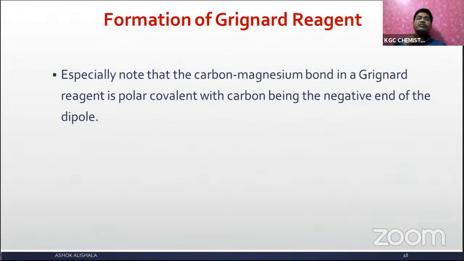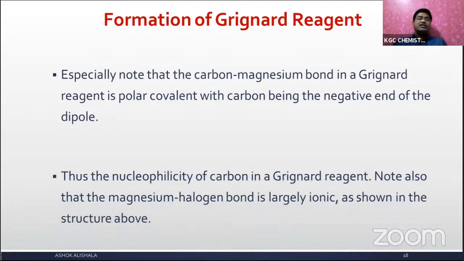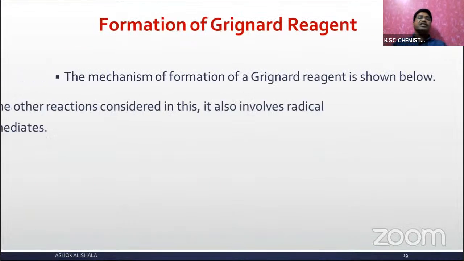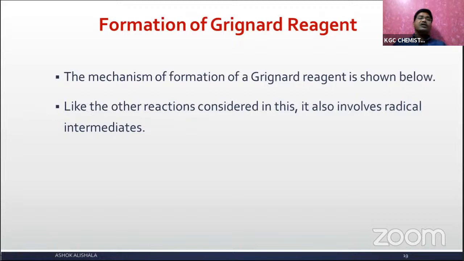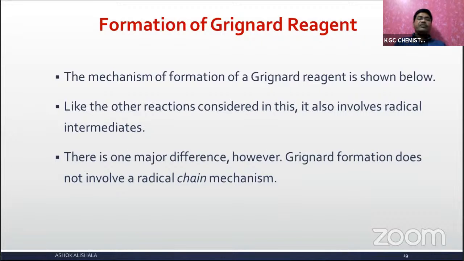Especially note that the carbon magnesium bond in Grignard reagent is polar covalent with carbon being the negative end of the dipole. That you have to remember. Thus, the nucleophilicity of carbon in a Grignard reagent. Note also that the magnesium halogen bond is largely ionic as shown in the structure above. That is a very, very highly polar bond. The mechanism of the formation of a Grignard reagent is shown below. Like the other reactions considered in this, it also involves a radical intermediate. There is one major difference.